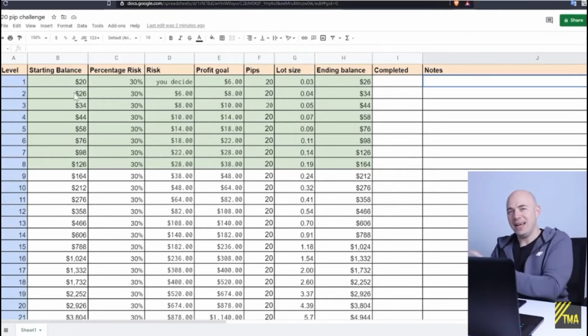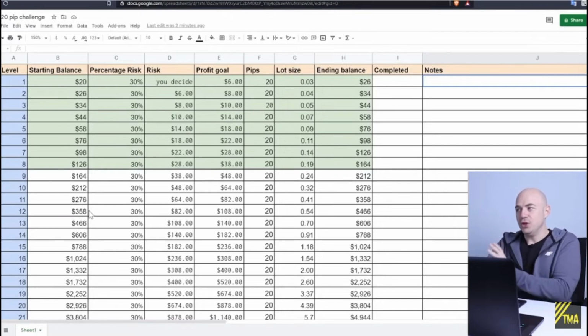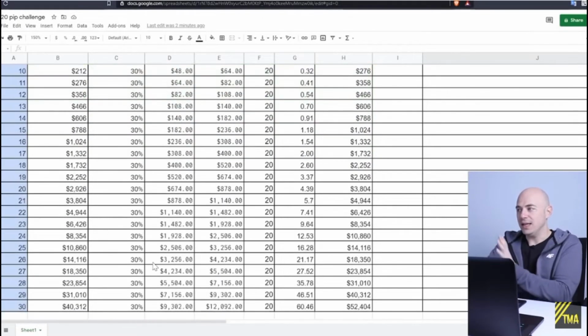So there is a micro and a macro way to look at this. Micro, you're risking a lot. Once you get to these higher levels and you lose $3,256 on a trade, that is huge. That is a micro, huge loss. That's a gut punch. If you wake up and you have minus $3,200, it's going to hurt.